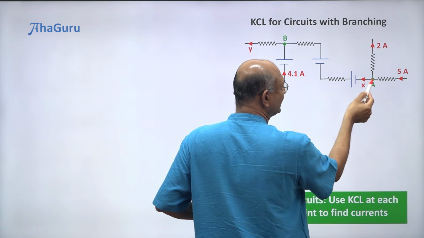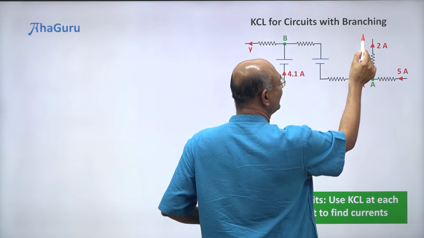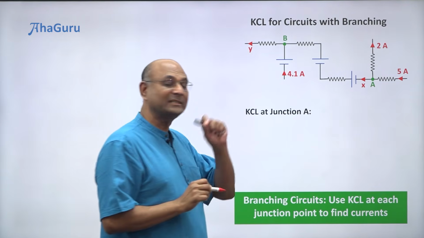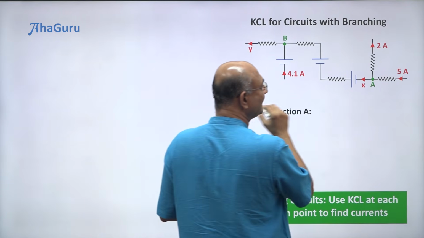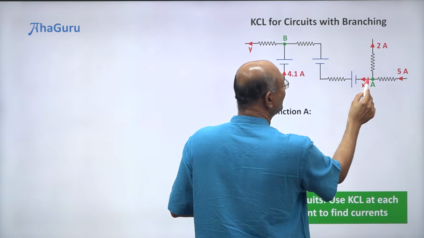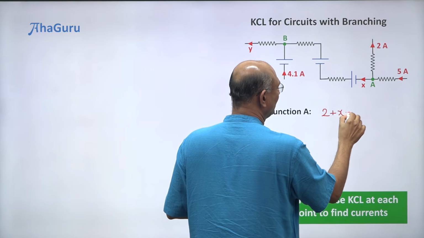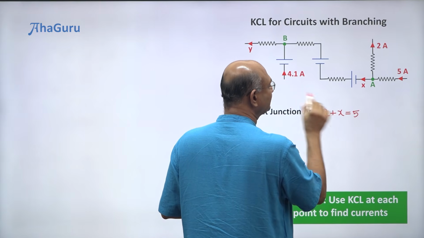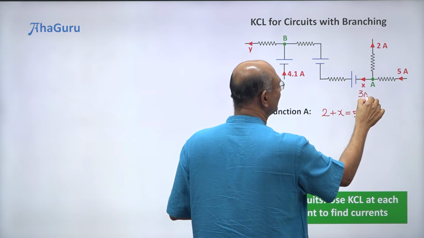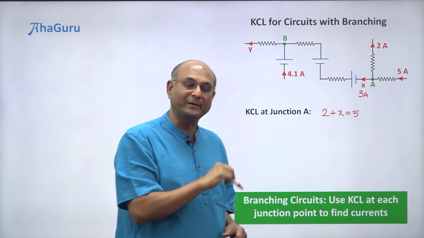So 5 amperes comes in, 2 amperes is going out. So if I apply it at junction A, then what can I say? I can say 5 in, 2 plus X out. 2 plus X must be equal to 5. That tells us X must be equal to 3 amperes. So this current is 3 amperes.